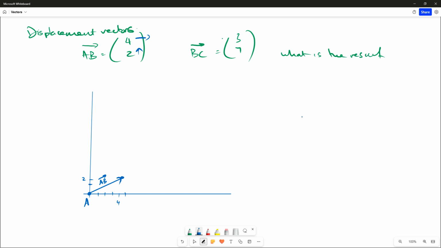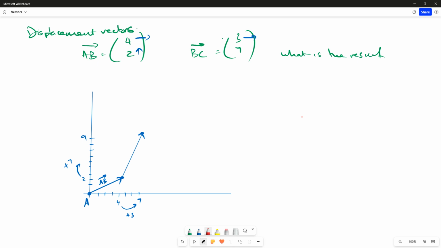So 1, 2, 3 plus 3, and 7 up from 2 goes to 9. 3, 4, 5, 6, 7, 8, 9. And that ends up over here. So that'll go all the way till there. And that'll be vector BC. So now I've got vector AB and I've got vector BC.